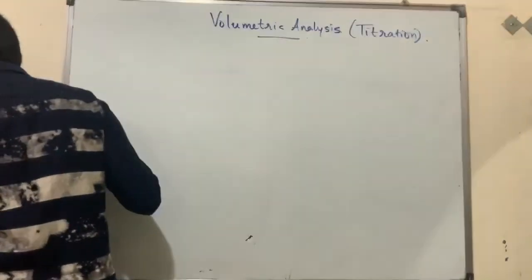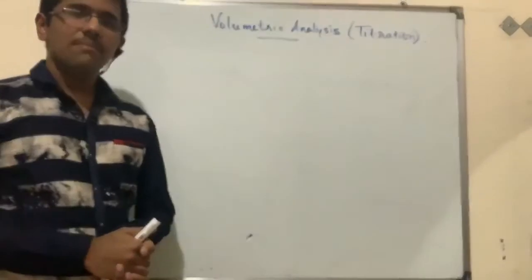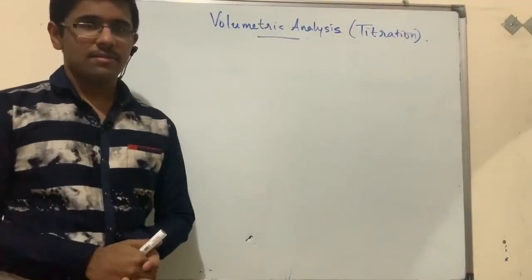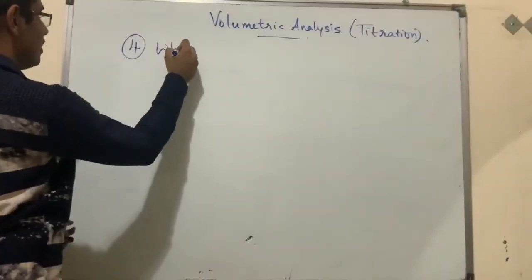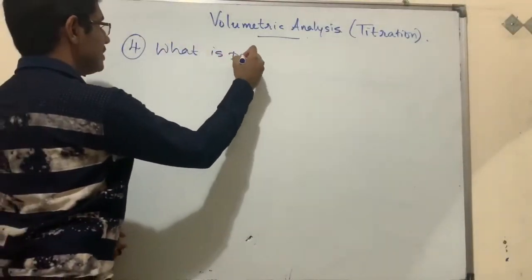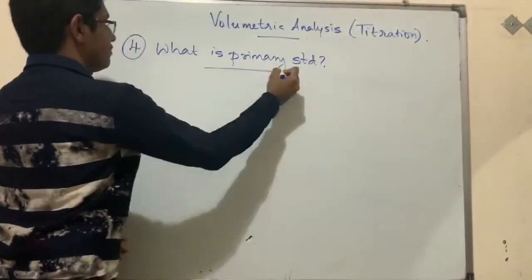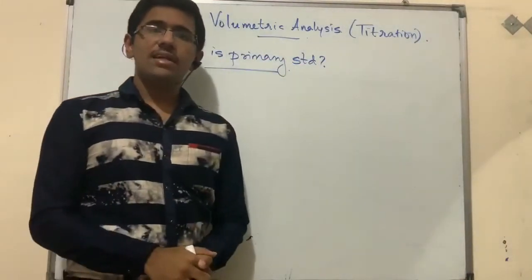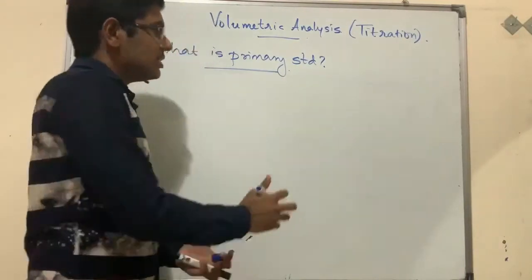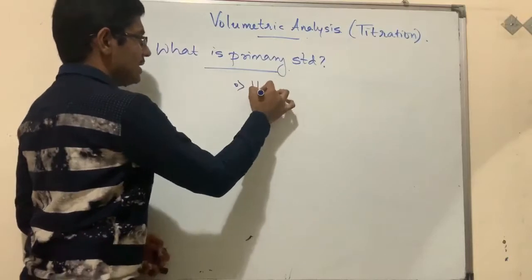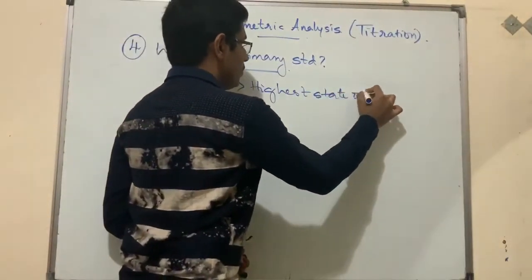Next question regarding it is: can sodium hydroxide be a primary standard? This is the 4th question. What is a primary standard? A primary standard is a special type of reagent which is of the highest purity. So here you have to use the keywords highest state of purity.